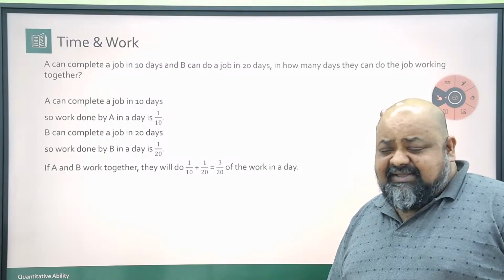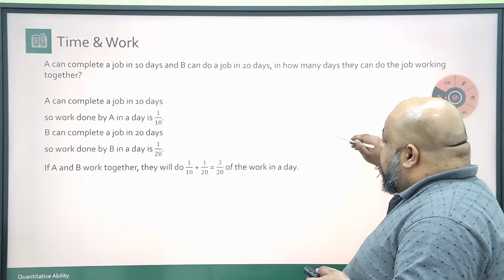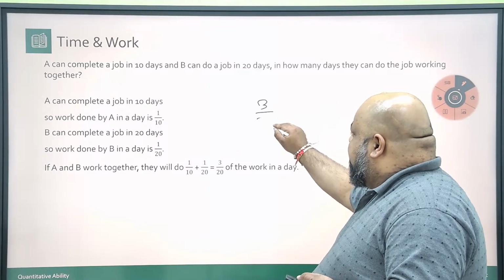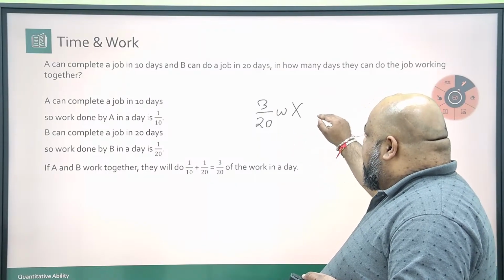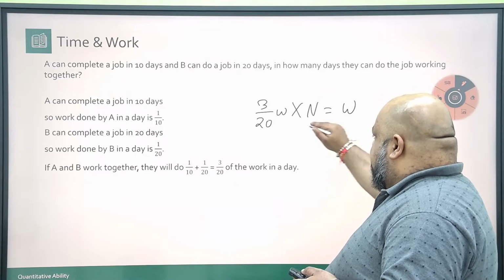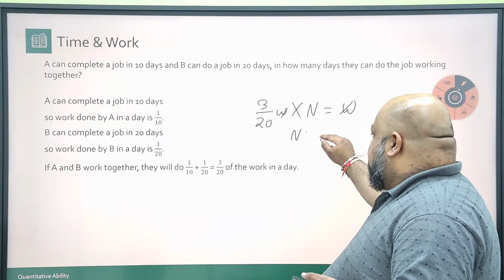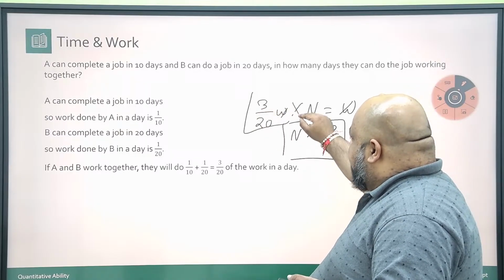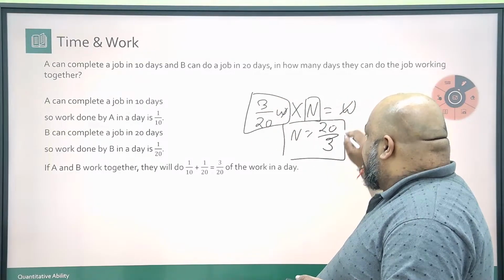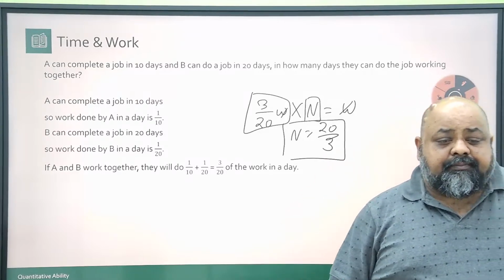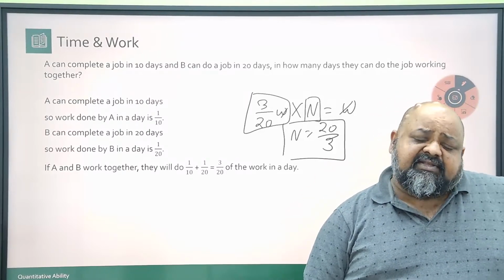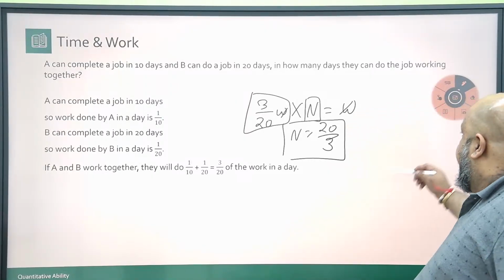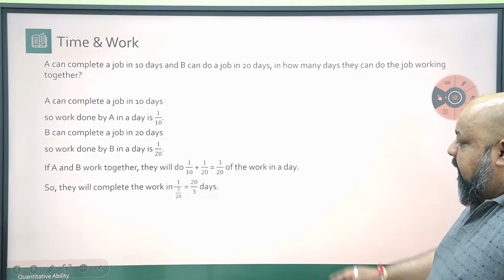If they work for n days, we can say they are doing 3/20th of the work, and they are doing the whole work in n days. So n will come out to 20/3. This amount of work done for n days is the total work. Or I took the reciprocal of the number of days, added them and took the reciprocal of the answer, and that became my answer. 20/3 days.